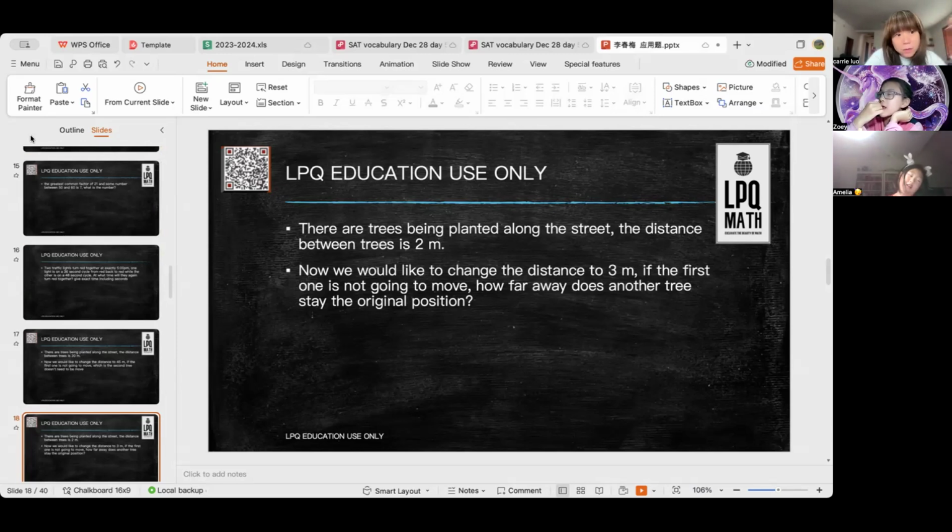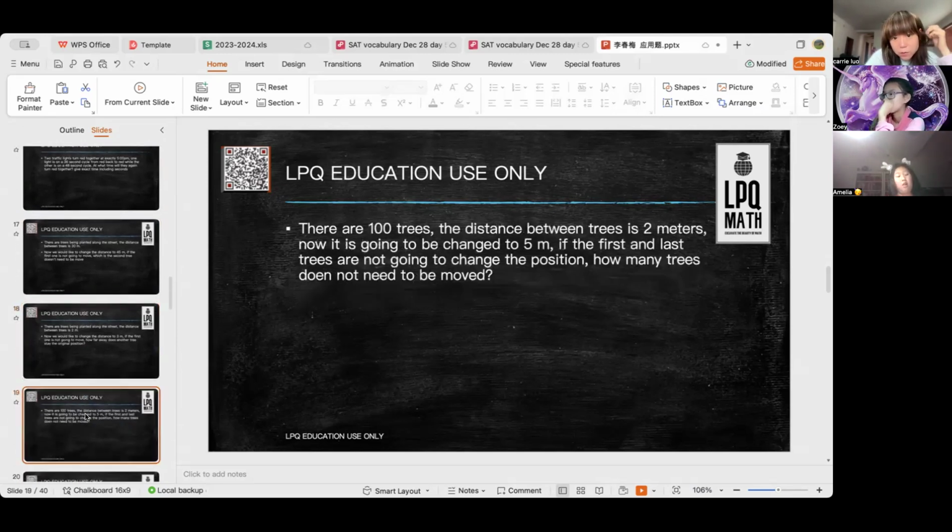Okay, so I think this question is the same, so we just move forward. Let's take a look at this one. There are 100 trees altogether. The distance between trees is 2 meters. Now it is going to be changed to 5 meters. If the first and last trees are not going to change position, how many trees need to be moved? Okay, it's different. Please draw the picture. It's going to be helpful.